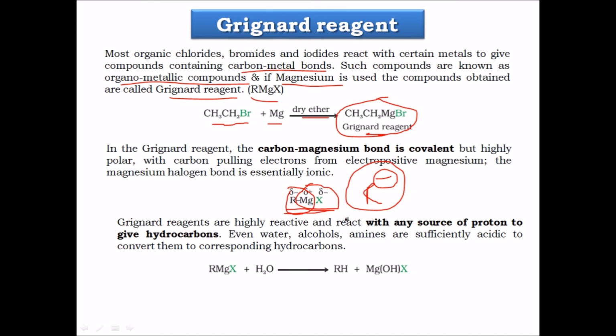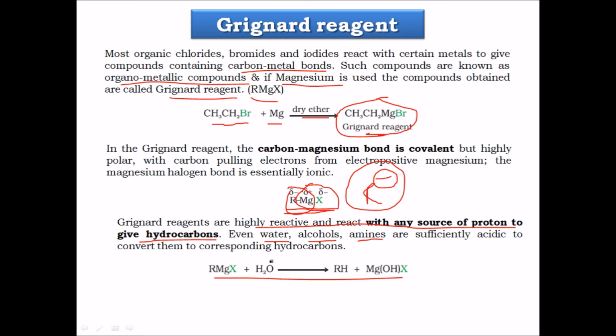Right, so let me take one reaction for this now. Grignard reagents are highly reactive and react with any source of proton to give hydrocarbon. Always a hydrocarbon here. The proton donor can be any compound which donates a proton, such as water, alcohol, or amines. So one reaction is given here, RMgX plus H2O.